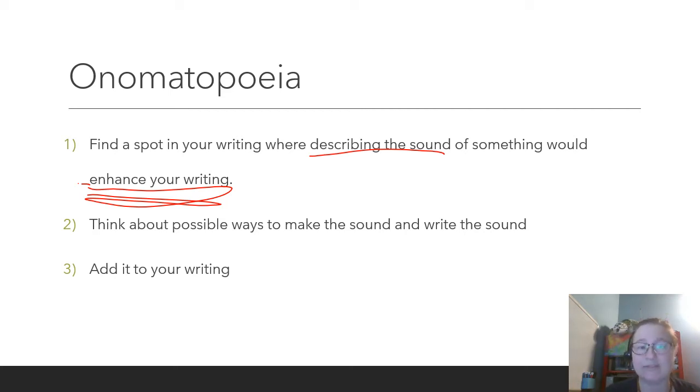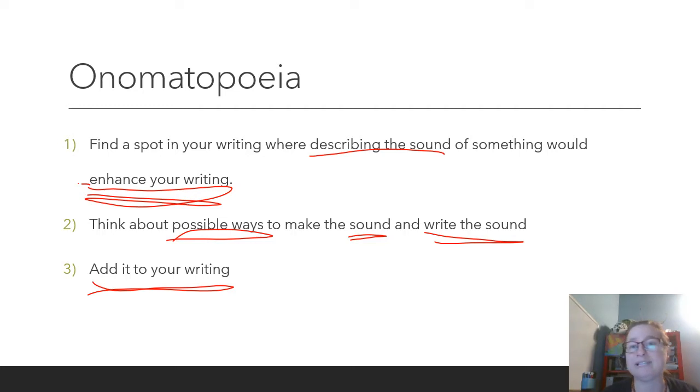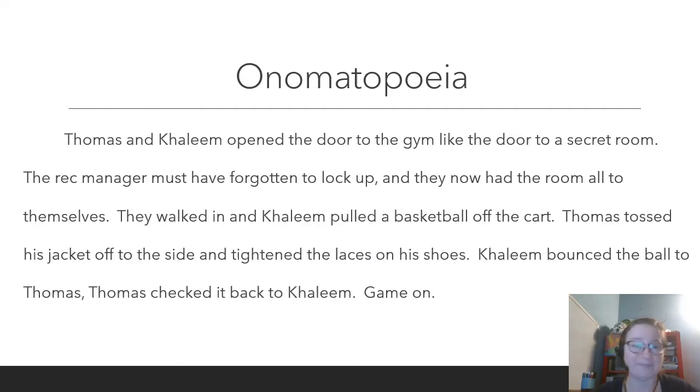So after you find the spot, then you're going to think about possible ways to make the sound and to write the sound. So some things we already know, like if you're going to say thunk as something drops into a bucket, there's a pretty common sound for that and a pretty common spelling. Or if you're making animal sounds, moo, we all know you mean a cow. But some sounds you might want to make up your own. You might want to practice it and rehearse, like, how would that sound? How am I going to write it so it feels real? After you decide the way you want it to sound and how you want to write it, then you add it to your writing. Let me show you some examples using the paragraphs I was working with yesterday.